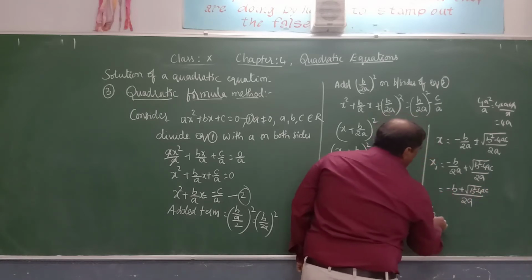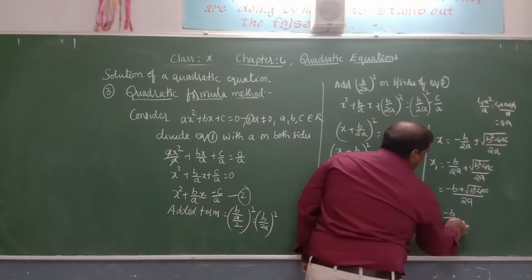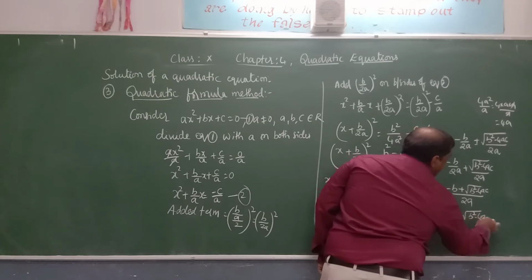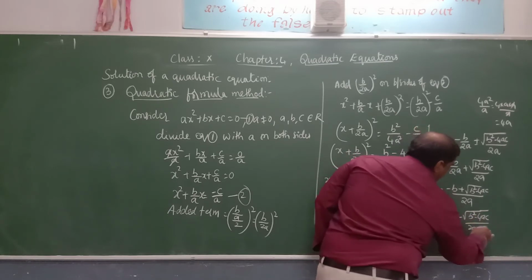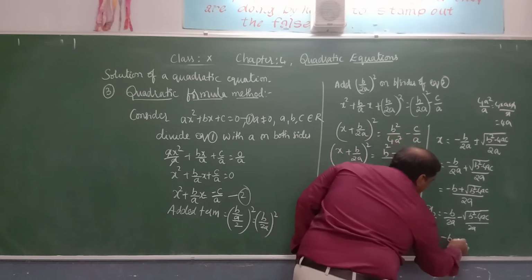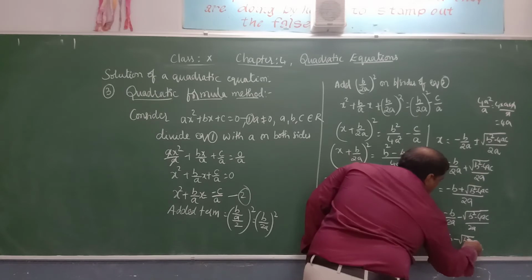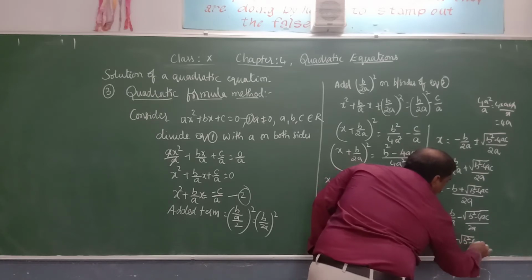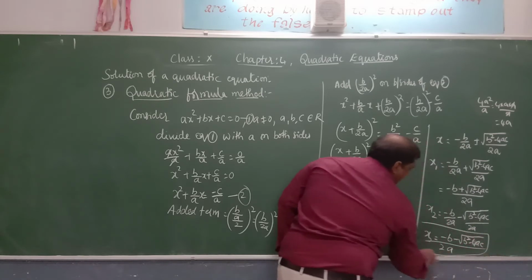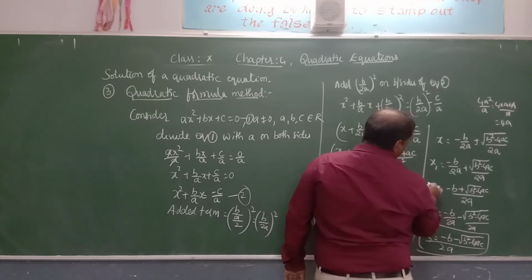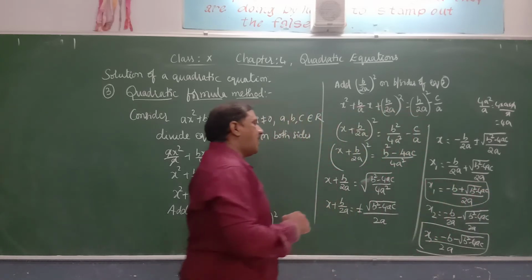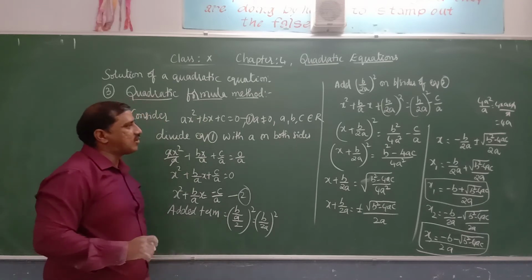Then x2 is equal to, the second, minus b by 2a minus square root of b square minus 4ac divided by 2a, and taking the same denominator, x2 is equal to minus b minus square root of b square minus 4ac by 2a. So this is the second solution, and that is the first solution of the given quadratic equation ax square plus bx plus c is equal to 0.